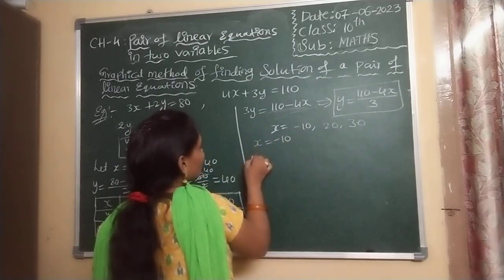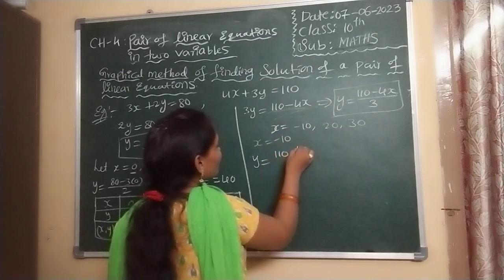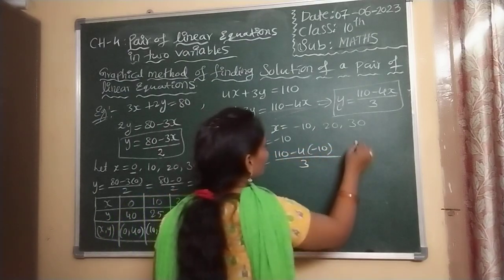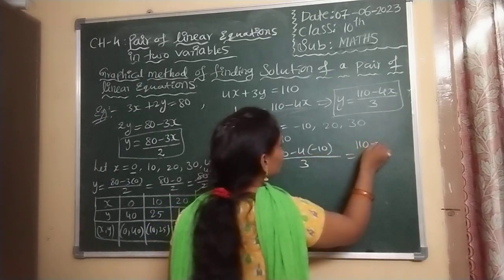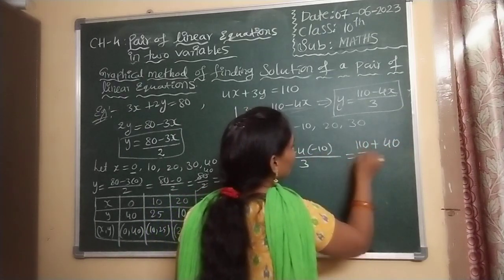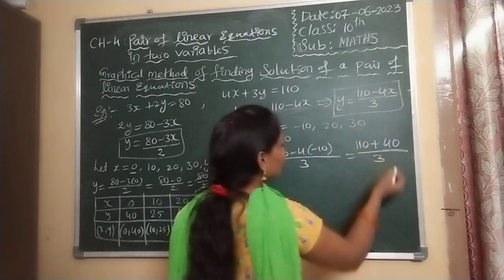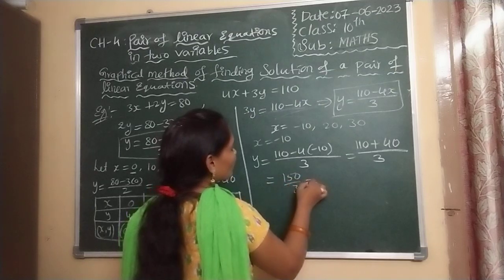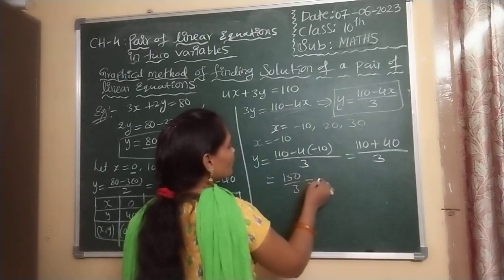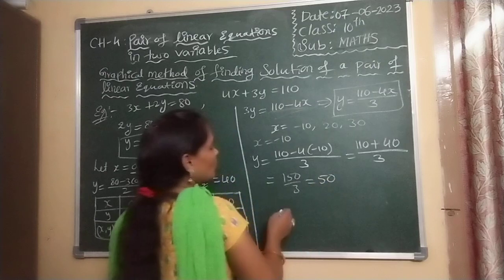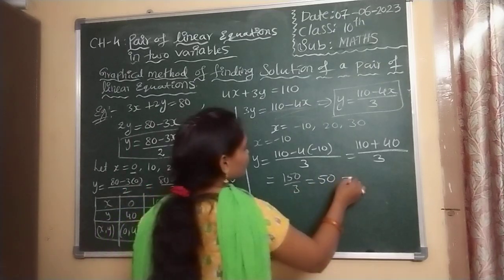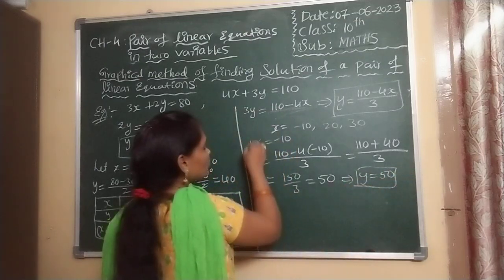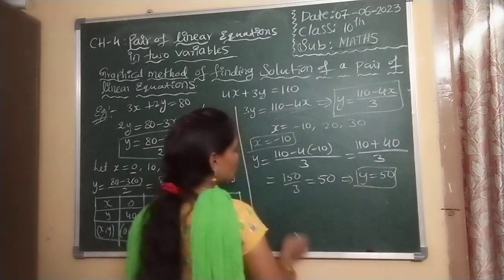Now here y is equal to 110 minus 4 into minus 10 divided by 3. Here 110 minus into minus plus, 4 into 10, 40, divided by 3. Now 110 plus 40, 150 by 3. 150 by 3 means 3 fives are 15, 0. So y is equal to 50. At x is equal to minus 10, what did you get? y is equal to 50.